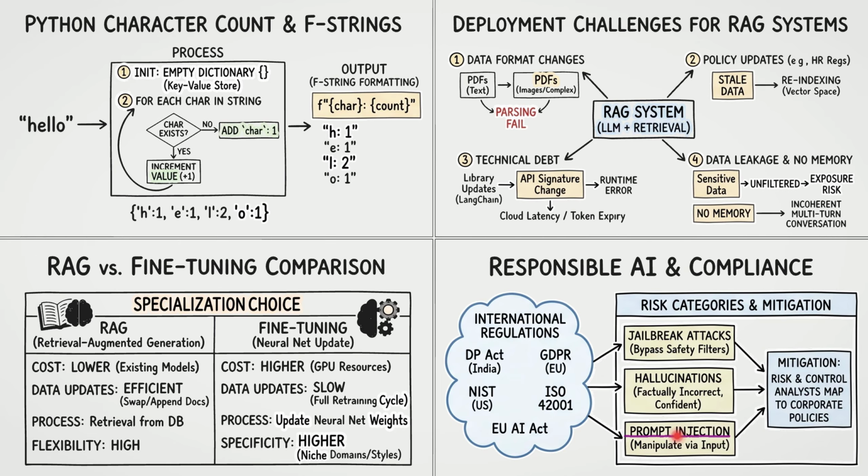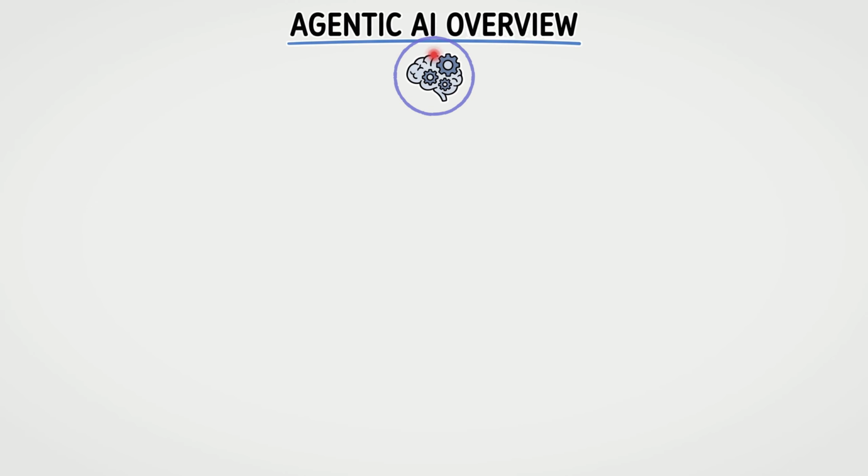Ultimately, the key takeaway here is that successful and responsible AI deployment requires mapping all these technical vulnerabilities directly to corporate compliance policies. Once these robust foundational safeguards are in place, we can begin designing truly autonomous agentic systems that can plan and execute actions on their own. Let's dive into the fascinating world of agentic AI.